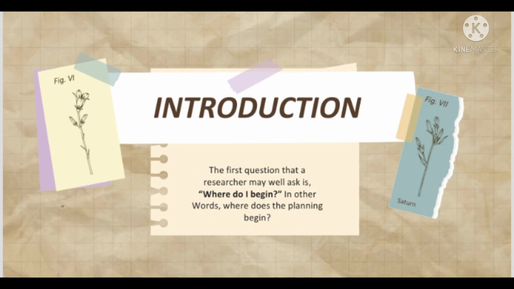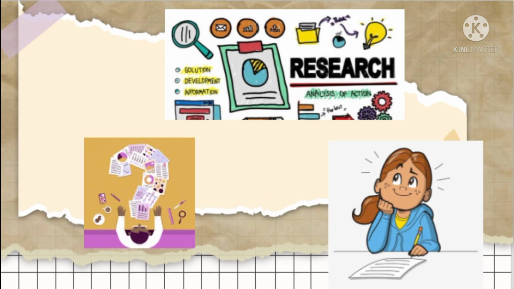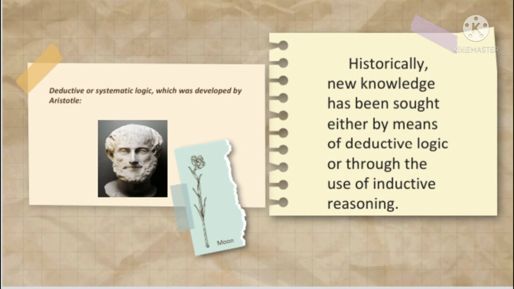The first question that a researcher may well ask is, where do I begin? In other words, where does the planning begin? Planning for research can help to think of ideas and techniques that can help in your research. Deductive or systematic logic was developed by Aristotle.